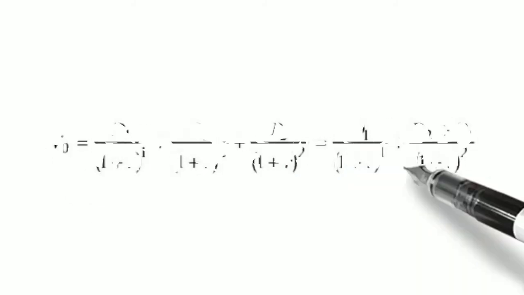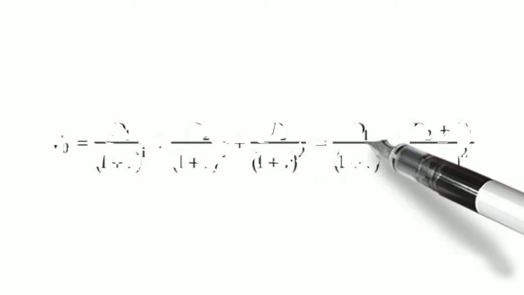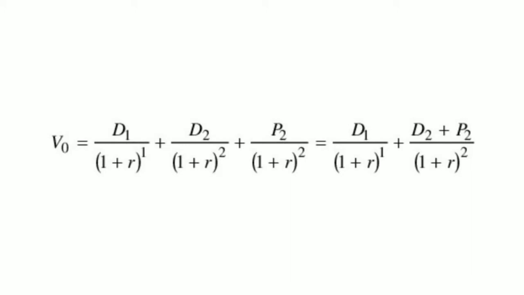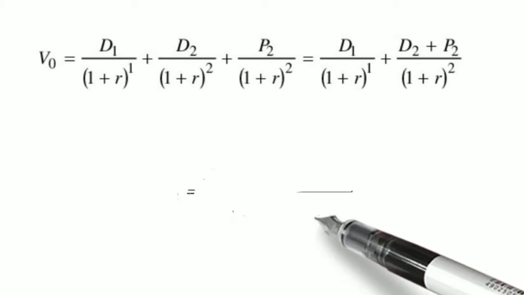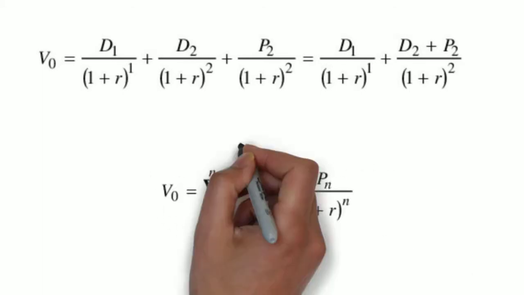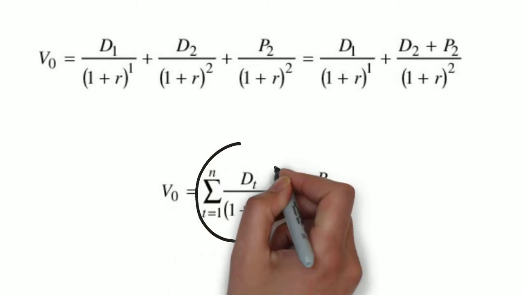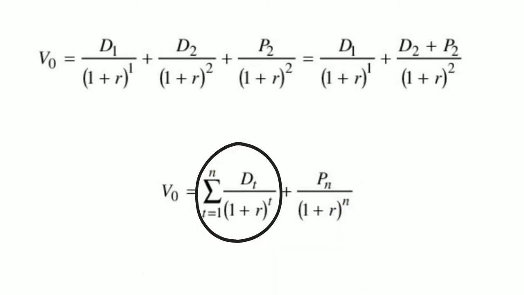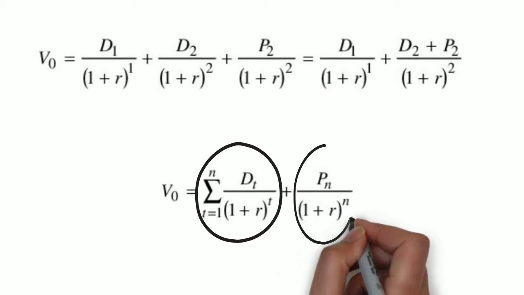Similarly, if an investor plans to hold the stock for 2 years, the value of the stock is the present value of expected dividends in year 1, plus the present value of expected dividends in year 2, plus the present value of the expected selling price at the end of year 2. Similarly, we can extend this argument to n periods. The value of the stock is the present value of expected dividends for n periods plus the present value of the expected price at the end of period n. Well, let's look at another example.